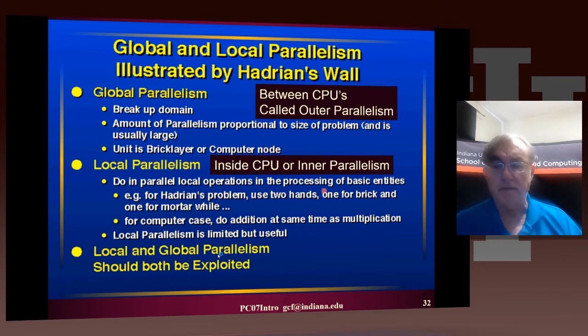We also have local parallelism. This is what's exploited by vector processors such as GPUs and things like that. So if I'm a mason, I can use both hands simultaneously, and computers can either do vector operations very fast, or even more simply, they can do addition at the same time as multiplication and so on. So you need to exploit all these forms of parallelism, and doing that optimally is non-trivial.